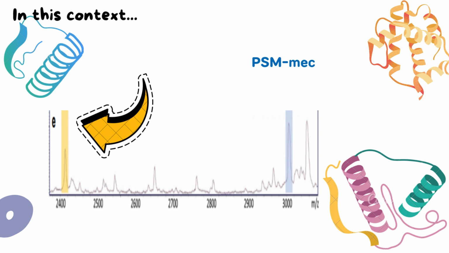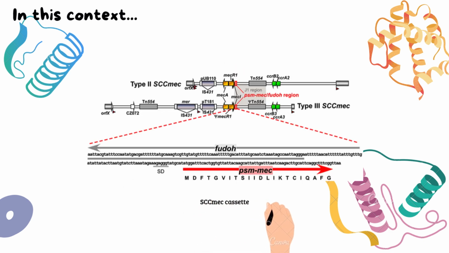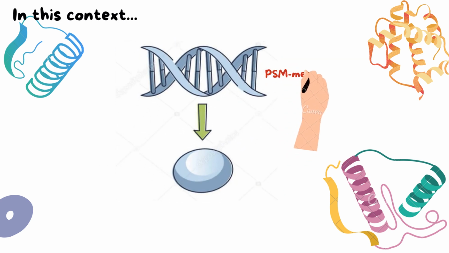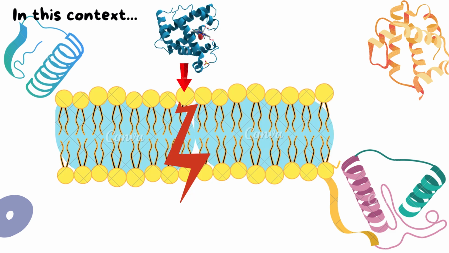PSM-mec shows up as a characteristic peak at 2415 mass-to-charge ratio in the spectrum. The PSM-mec gene is located in the mec complex class A within elements of the SCCmec cassette, which are mobile genetic elements. So the PSM-mec gene promotes the production of the PSM-mec protein, an amphipathic alpha-helical peptide that allows MRSA to integrate into and disrupt cell membranes.